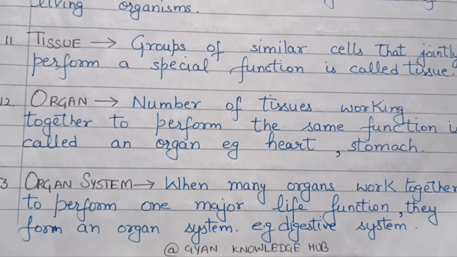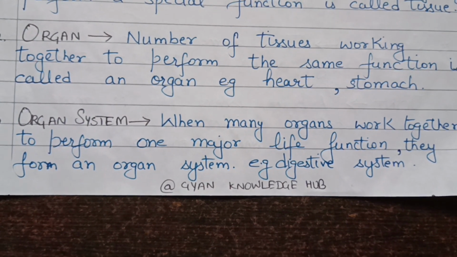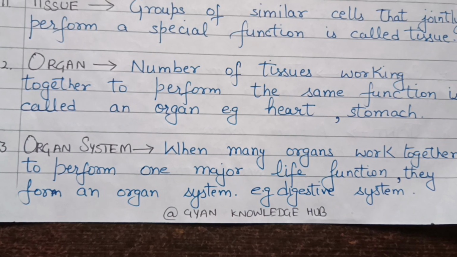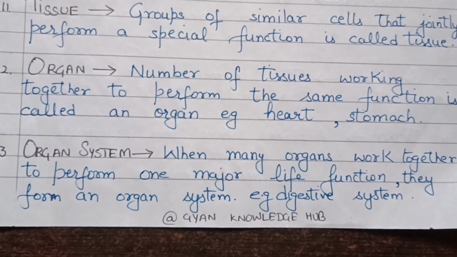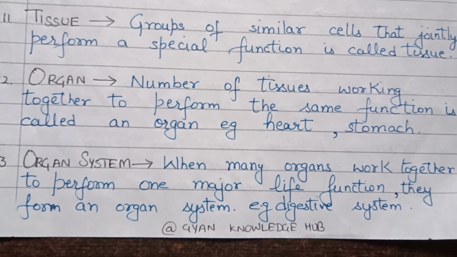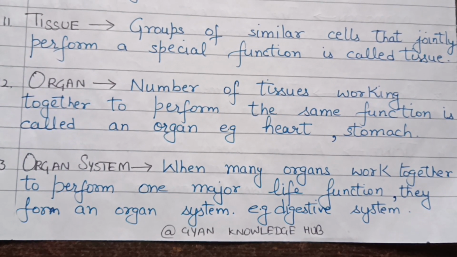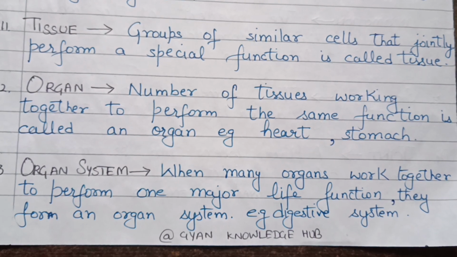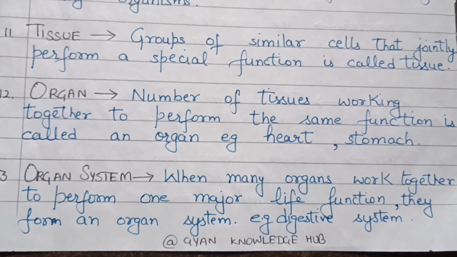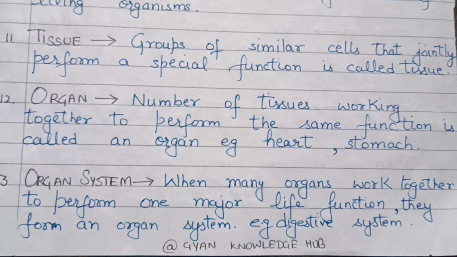And the last definition is organ system. When many organs work together to perform one major life function, they form an organ system. For example, digestive system, urinary system, excretory system, all these are organ systems in which many organs together work to perform an important function of the body.